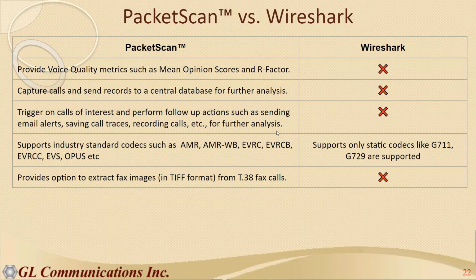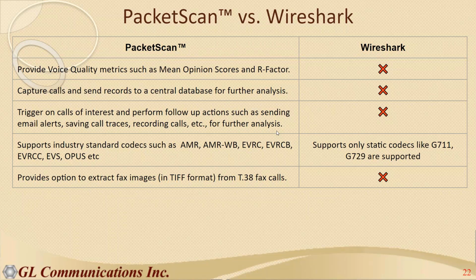The first one is that we provide voice quality metrics like the mean opinion score and the R factor. On any given call, Wireshark will not compute any of that for you. That means you'd have to go in and manually try to compute that yourself. It's a big hassle. We give that all to you, and we showed you that in the previous slides on the graphs. So that's very good. We give you voice quality.